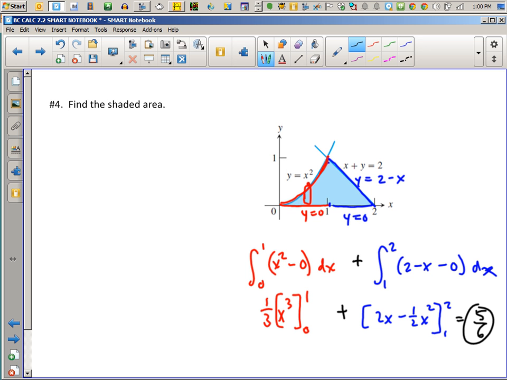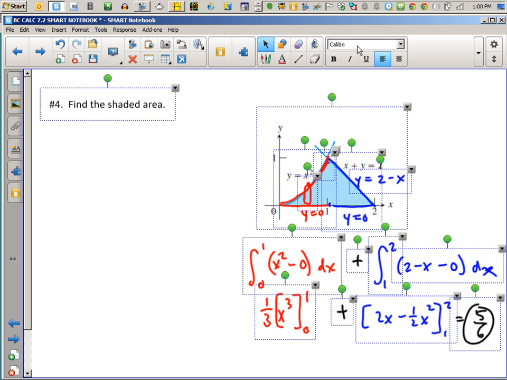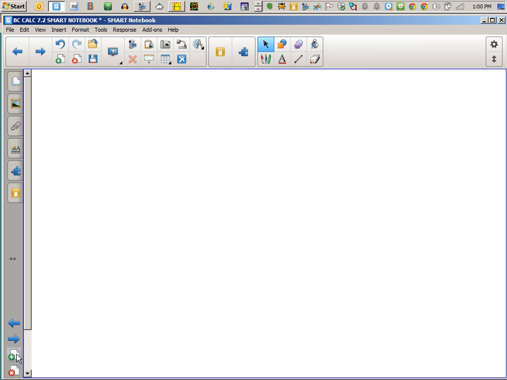There's a totally different approach on this problem. Did anyone do this problem a different way? I'm trying. Okay, I'll give you guys a couple minutes to try it a different way.